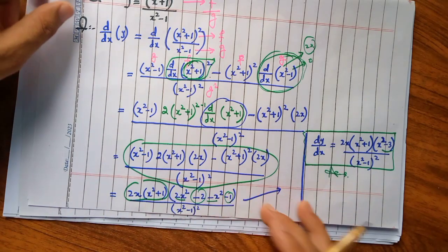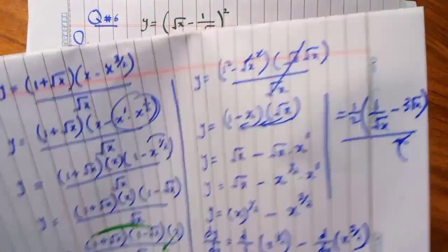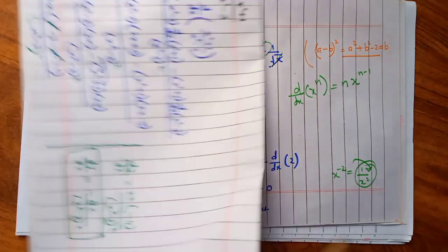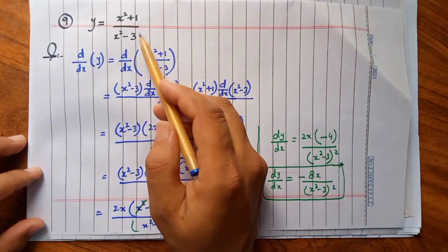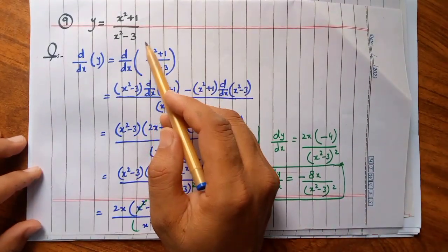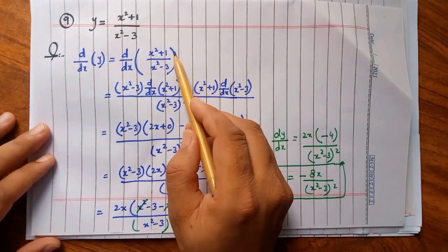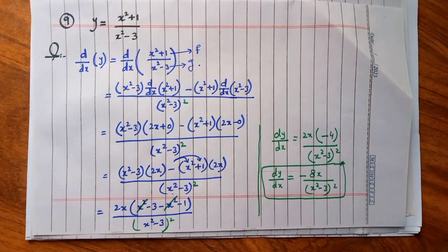So after question number 8 we are going to discuss question number 9. So what is question number 9? So this is question number 9, written as x square plus 1 over x square minus 3. This is the same as question number 8. We will simply apply quotient rule here. So this is f and this is g function. So we can apply quotient rule here.